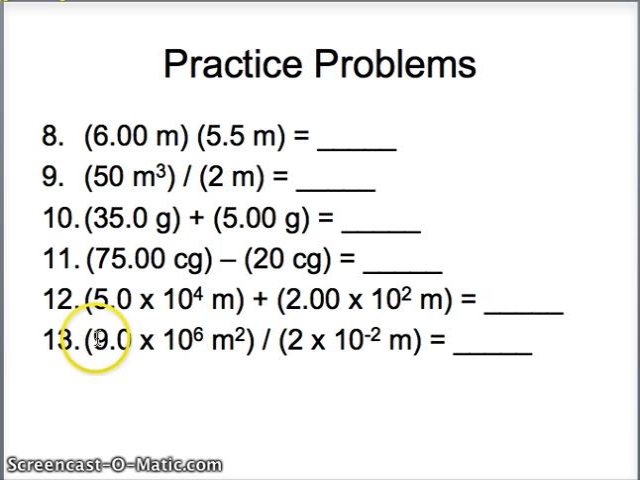Now, number 12 and 13 require you to know some basic math using scientific notation. So if you haven't done so already, you might want to go back and look over the scientific notation lecture notes. So pause, try it out. If you have any questions or want to check your answers, we can do that during the group discussion on Tuesday and on Wednesday. Okay. All right. Good luck.